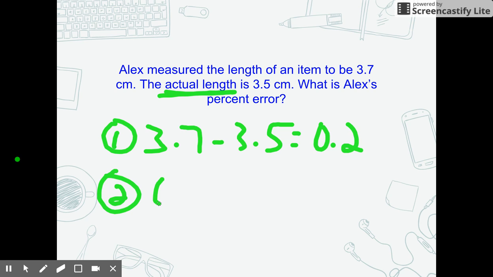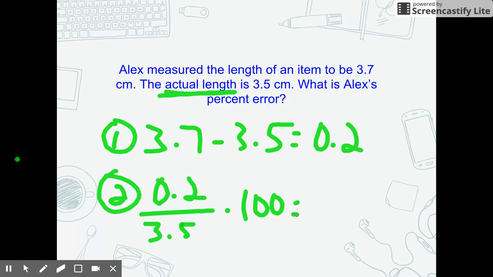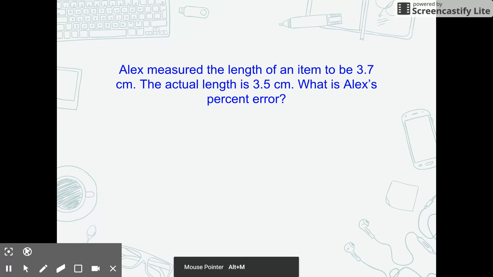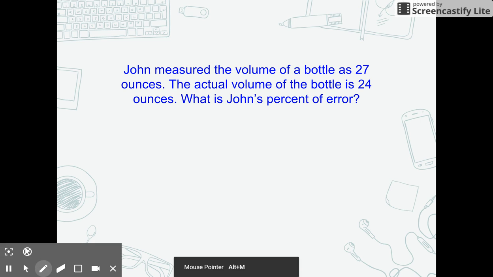Step 2, set up and solve. So it's difference over the actual. Again, in the word problem, the actual is 3.5, and then times it by 100. And then that's where you're going to go ahead and get your percent error. And in this case, he is off by approximately, we're going to round to the nearest tenth, 5 7/10%. And that is your answer. Okay, so again, go ahead and pause if you need to copy the rest of this down. I'm going to clear this out, and we're going to move on to the last problem.